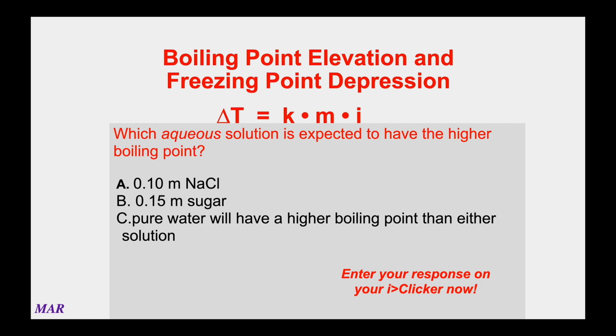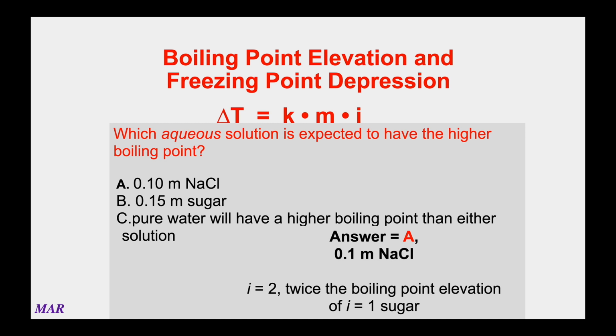So an i factor of 2 times 0.10 is 0.20, and that's bigger than 0.15 for sugar times 1. K is the same in both of them. So the answer here is actually going to be answer A. Watch out for those ionic compounds. They will affect the boiling points and freezing points quite a bit, as you can see here.